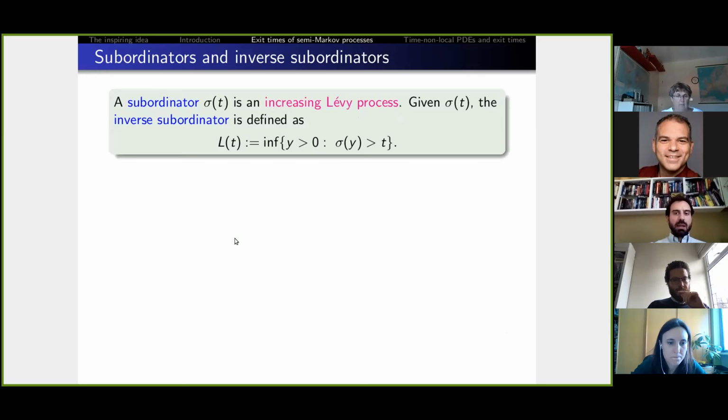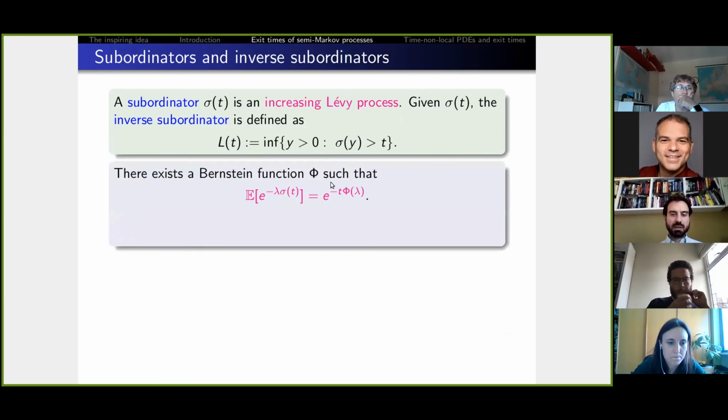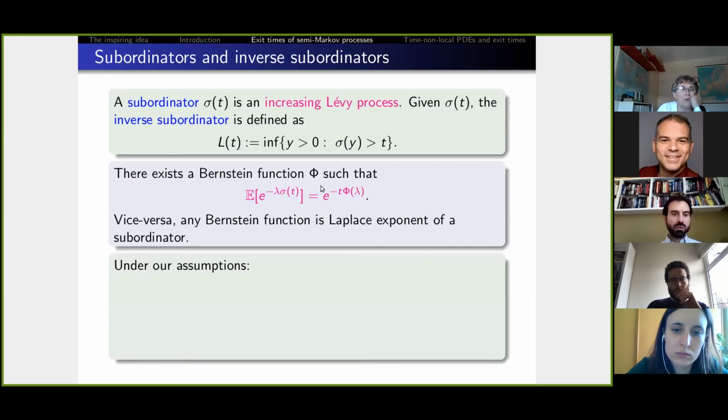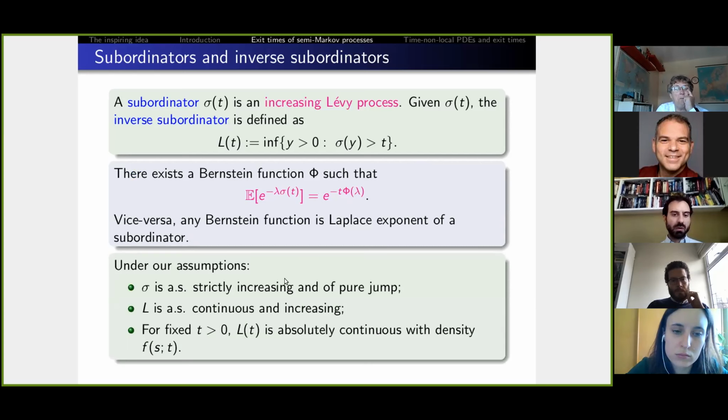So we take capital L, the inverse of this process sigma, which is related with the Bernstein function above, the Bernstein function being the Laplace exponent. This is the reason why I introduced the Bernstein function. Of course, given any Bernstein function, there is a process sigma, which is called the subordinator. And given any subordinator, there is a Bernstein function such that the equality is true. Under our assumption, this process sigma is strictly increasing if purely jumping. So the inverse is continuous and non-decreasing, and it is an absolutely continuous random variable for any fixed t.